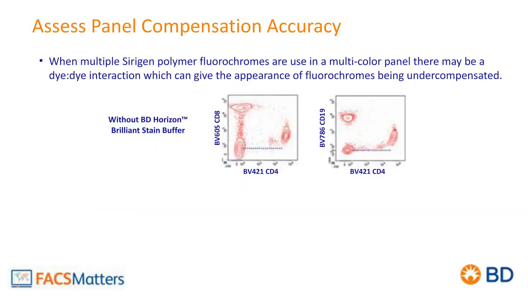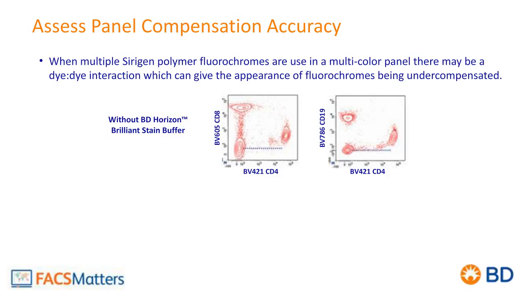The first one that's the most common that we see now is with the introduction of the Sirigen polymer dyes. They have some characteristics which, if not attended to correctly, can cause problems. And that is, there is something called dye-dye interactions where the dyes will actually stick to each other.